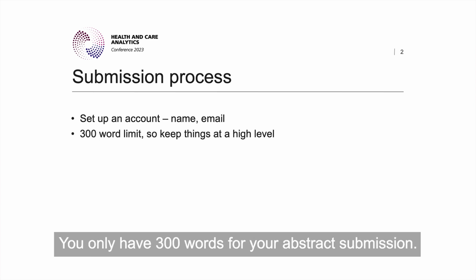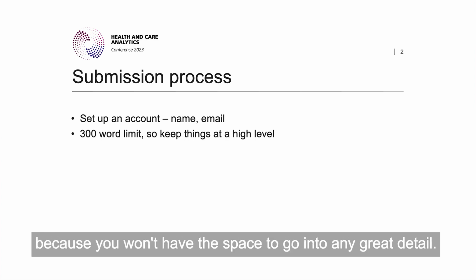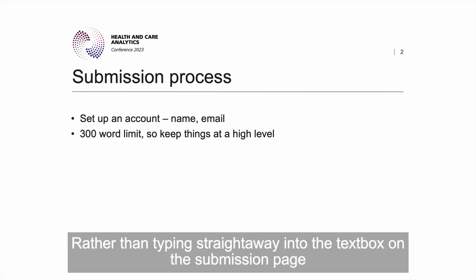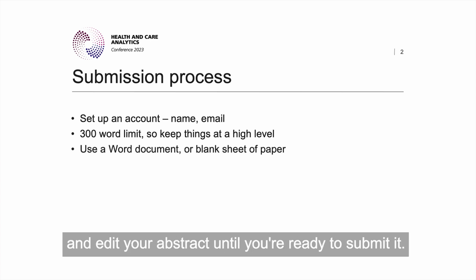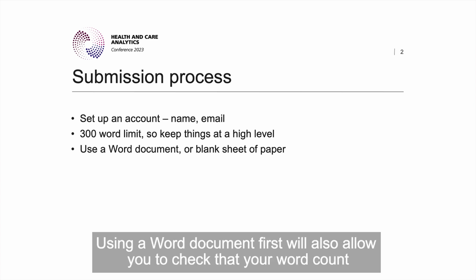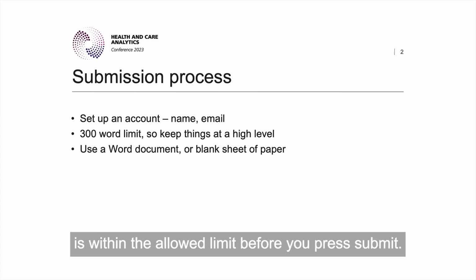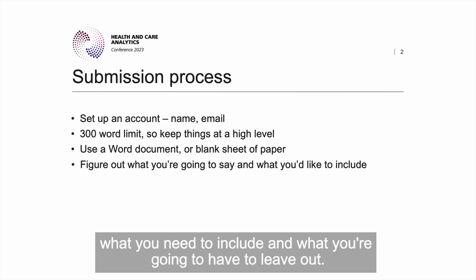You only have 300 words for your abstract submission. This means that you'll have to keep things quite high level because you won't have the space to go into any great detail. Rather than typing straight away into the text box on the submission page, we recommend that you open a Word document so that you can draft and edit your abstract until you're ready to submit it. It will also be helpful to have any relevant project notes to hand too. Using a Word document first will also allow you to check that your word count is within the allowed limit before you press submit. You're going to have to think really hard about what you want to get across, what you need to include and what you're going to have to leave out.